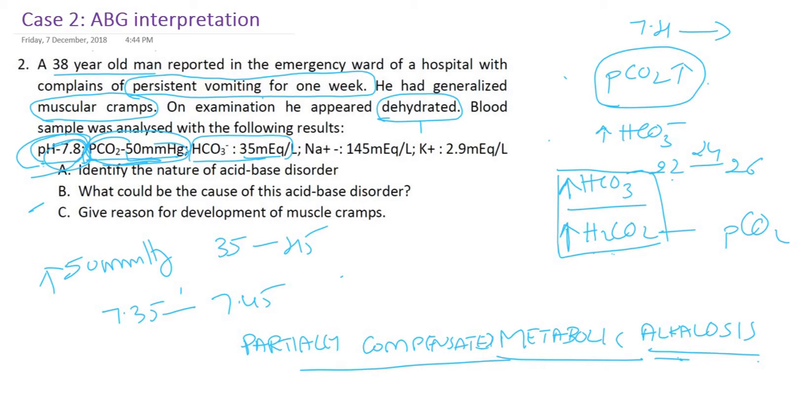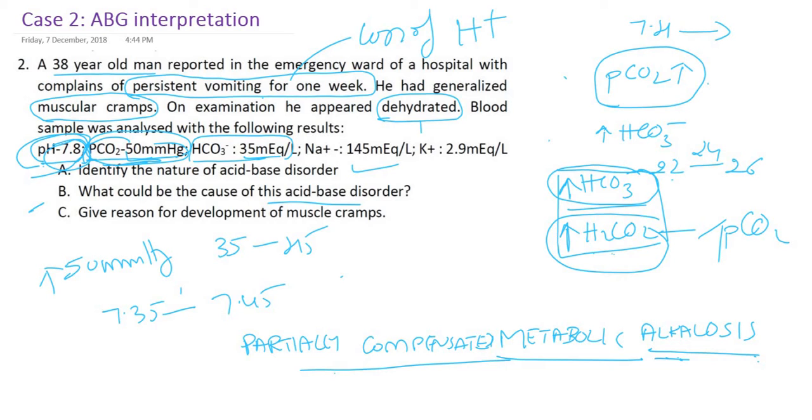In the previous example it was uncompensated because the other parameter was normal. Here you can see bicarbonate is already increased and compensation also started because PCO2 is more. So our diagnosis will be partially compensated metabolic alkalosis. That is how we identify the nature of the acid-base disorder. What could be the cause? Prolonged vomiting, with loss of upper GI fluid along with hydrogen ions.